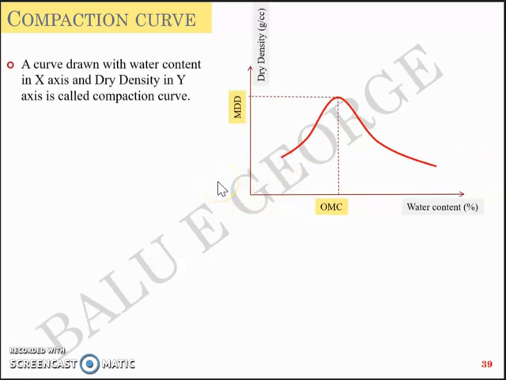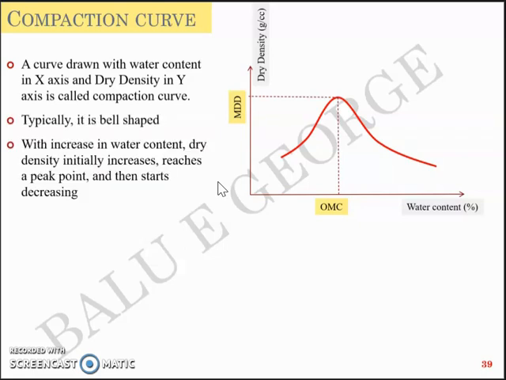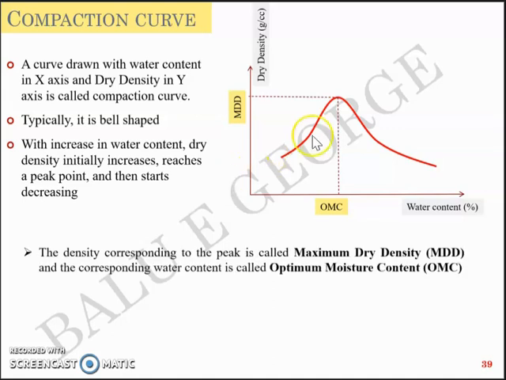So you draw a curve with water content on the x-axis and dry density on the y-axis, which is called a compaction curve, and it's typically a bell-shaped curve. And as water content increases, the dry density increases, reaches a peak point and then starts decreasing. The density corresponding to the peak is the maximum dry density, MDD, and the water content corresponding to that value is the optimum moisture content, OMC. These two terms are quite important, OMC and MDD.